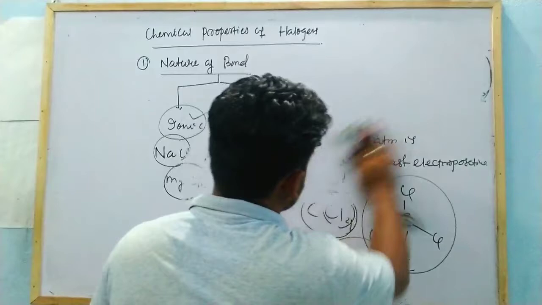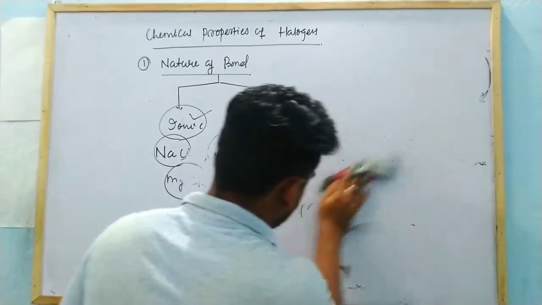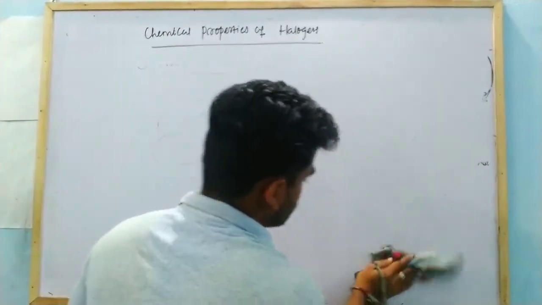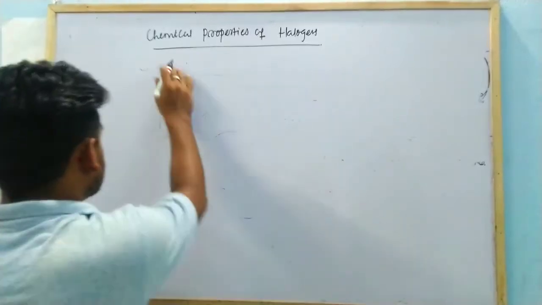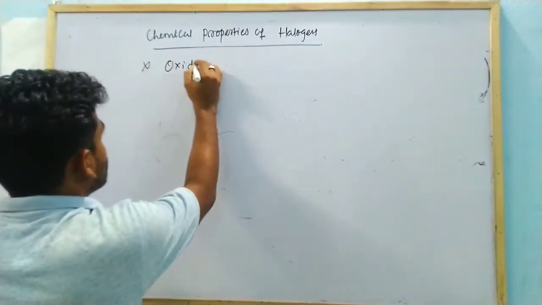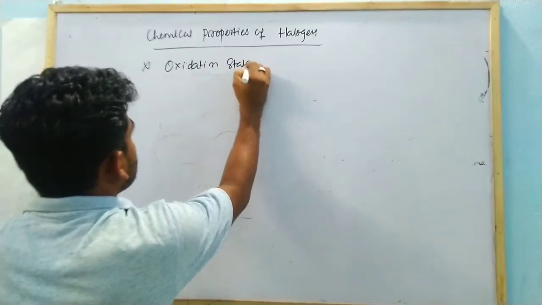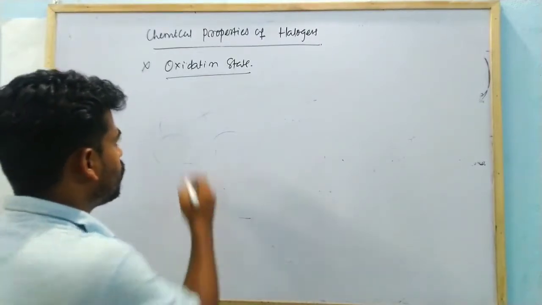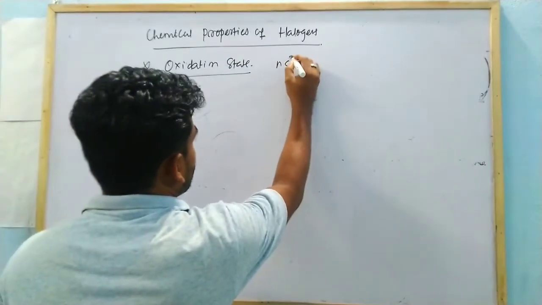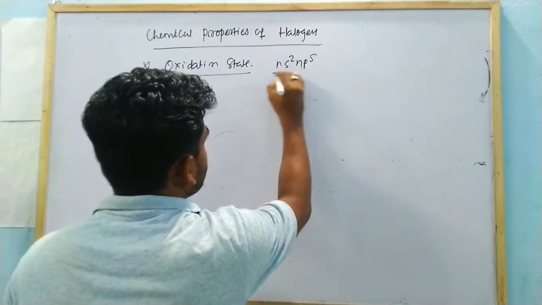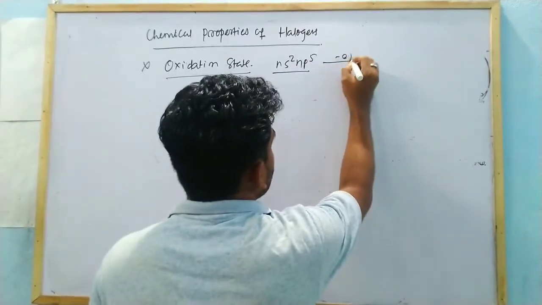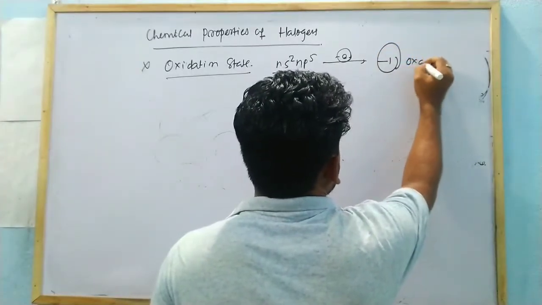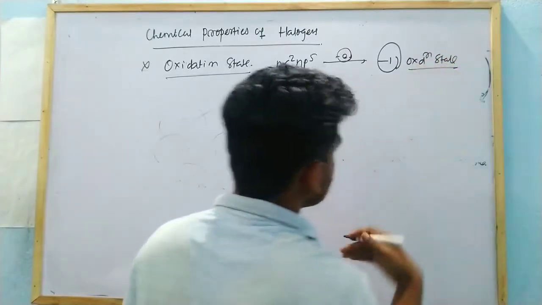Next we will discuss their oxidation state, which is very important. Next characteristic, that is oxidation state. Fluorine, with general electronic configuration ns2 np5, has a strong tendency to accept one electron, so most commonly halogens exhibit -1 oxidation state. Let us discuss more briefly.